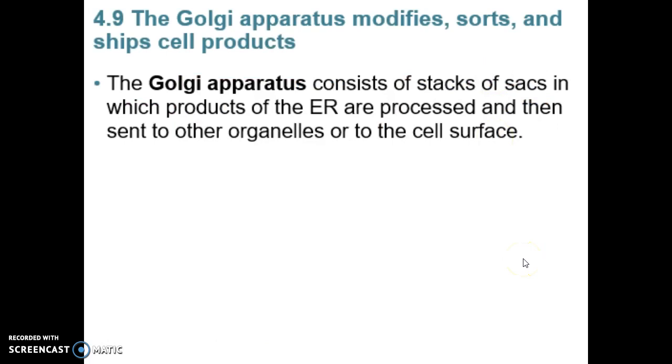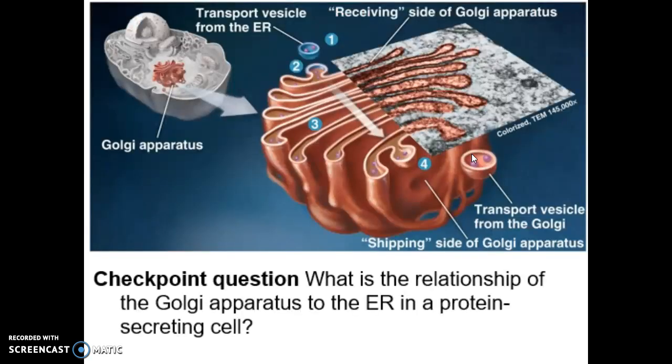The other organelle that's part of the endomembrane system is the Golgi apparatus. The Golgi apparatus consists of stacks and sacs, again, like the ER. And in the Golgi apparatus, the products that come out of the ER, that's the proteins, are further processed and then sent to other organelles or to the cell surface.